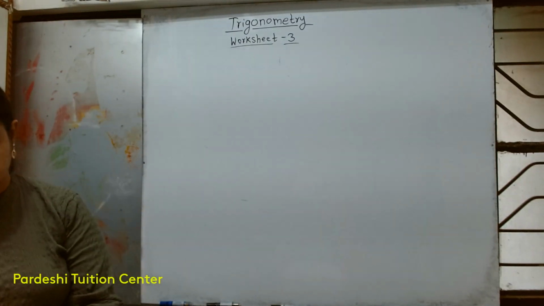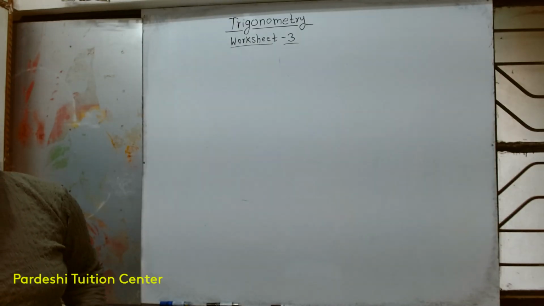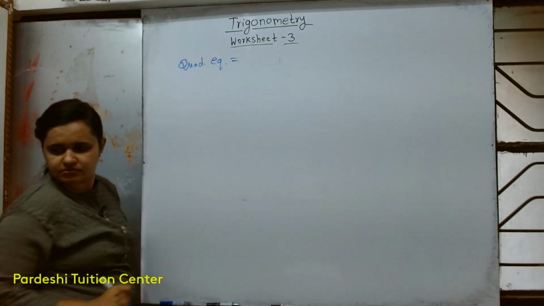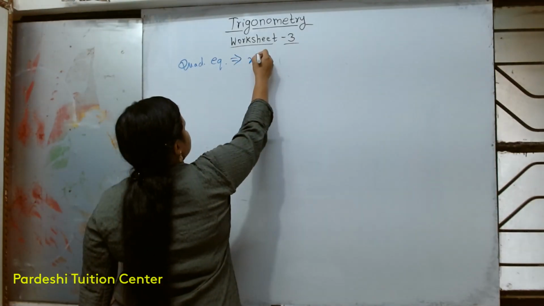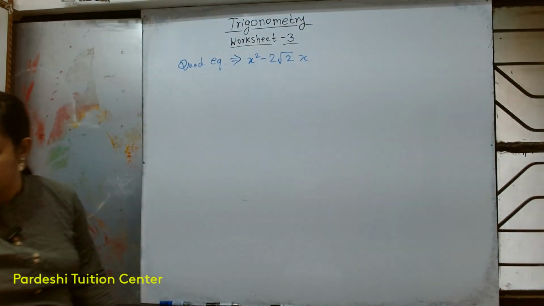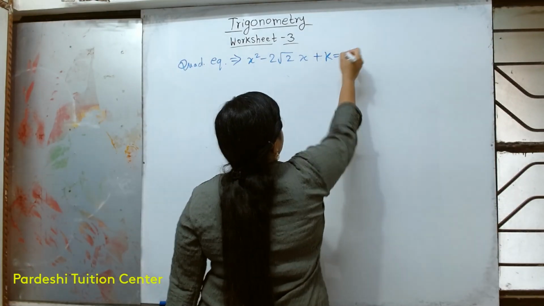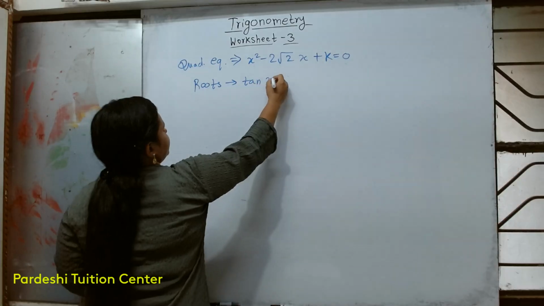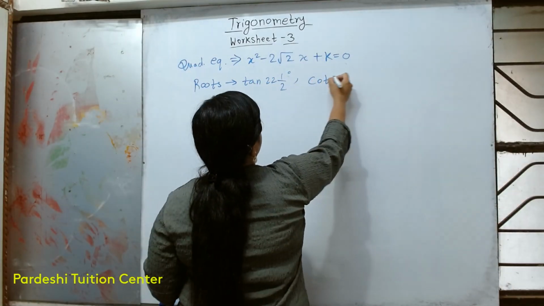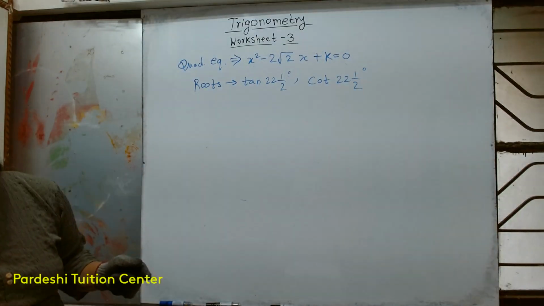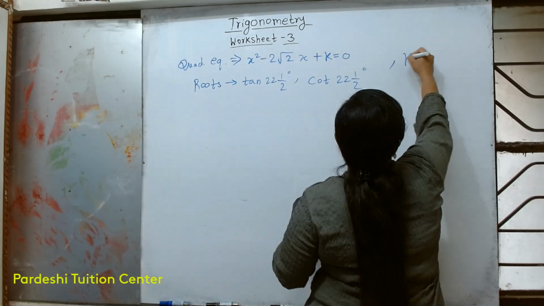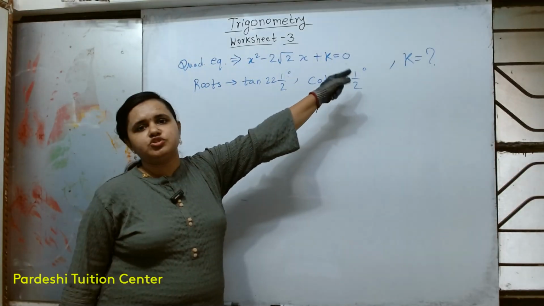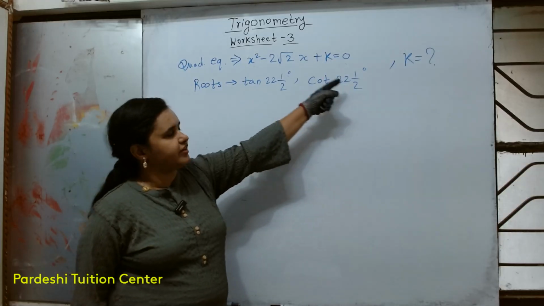Now, the last question is, again a quadratic equation is given: x square minus 2 root 2 x plus k equals 0. The roots are tan 22.5 degrees and the second root is cot 22.5 degrees, correct? Yes, correct. And we have to find the value of k. So the quadratic equation is x square minus 2 root 2 x plus k equals 0, and the roots are tan 22.5 degrees and cot 22.5 degrees.